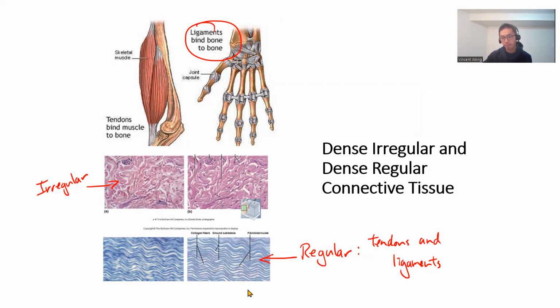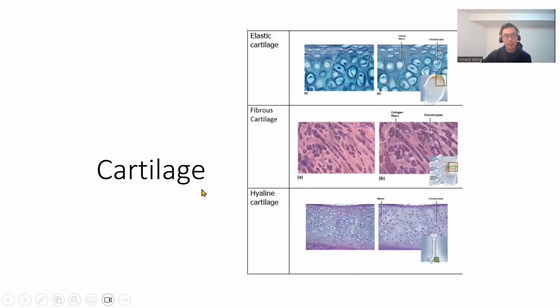So that's it. Soft tissue: we have the loose and we have the dense. And under dense, we have regular and irregular. Now, next thing we do is cartilage. So the next four are called specialized connective tissue.